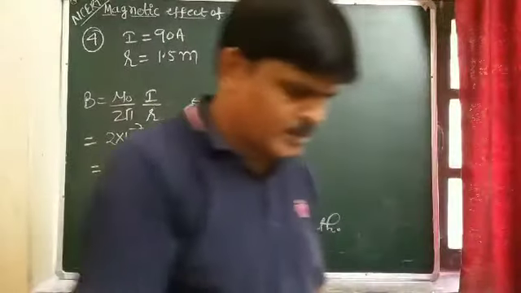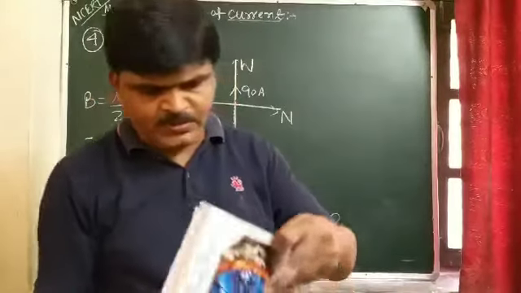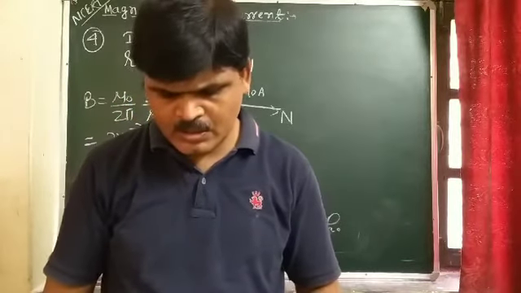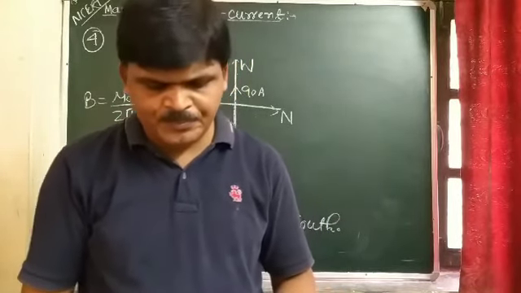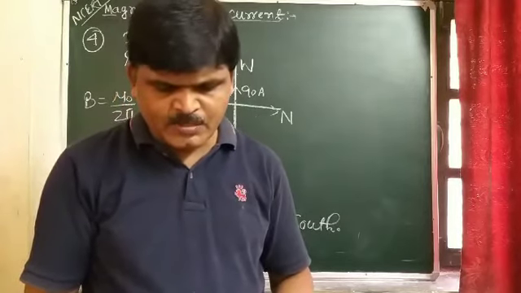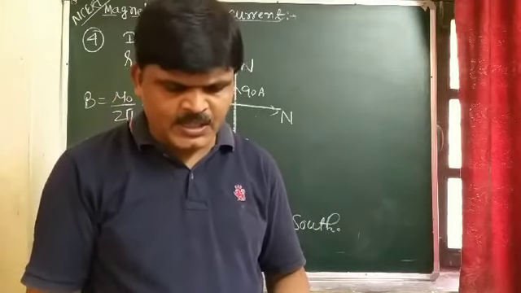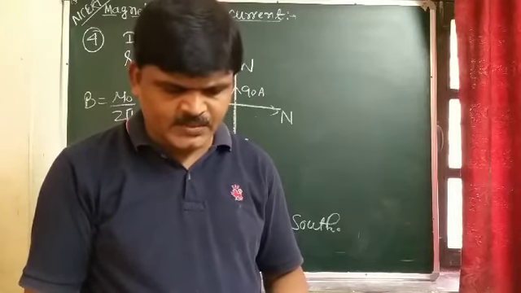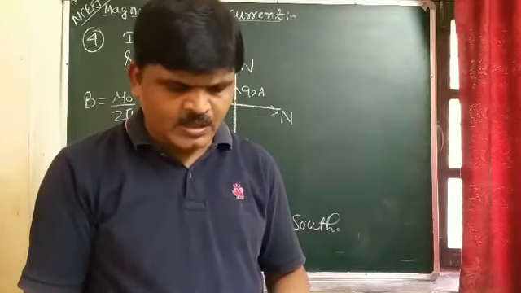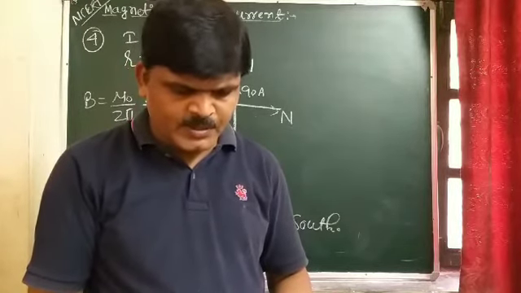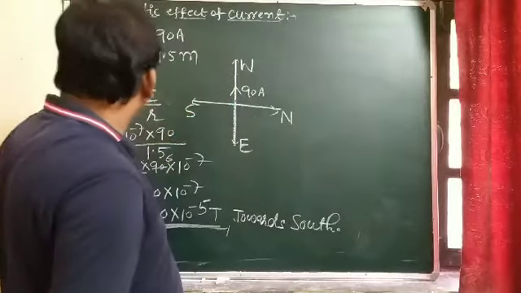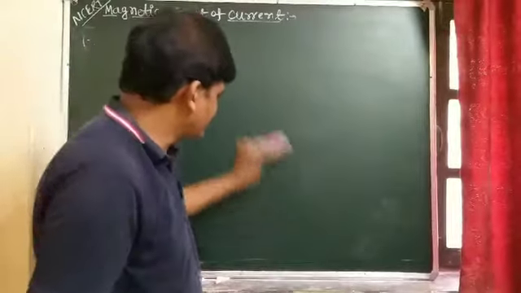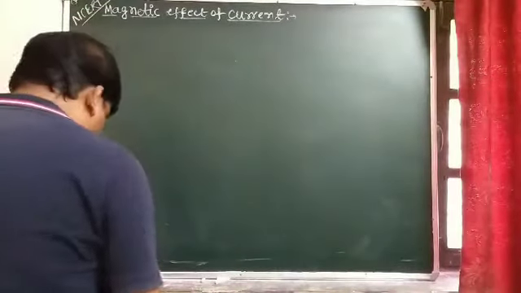Next question, student. Question number 5. Listen carefully. Question number 5. What is the magnitude of magnetic force per unit length of a wire carrying a current of 8 ampere and making an angle of 30 degree with the direction of uniform magnetic field of 0.15 T, means Tesla? So this is question number 5 of NCERT, and it is based on formula.